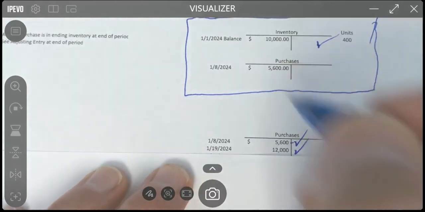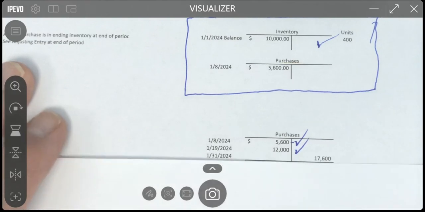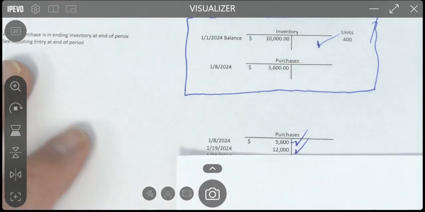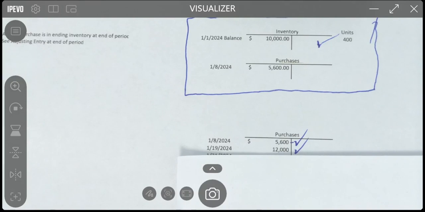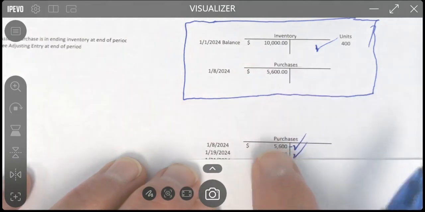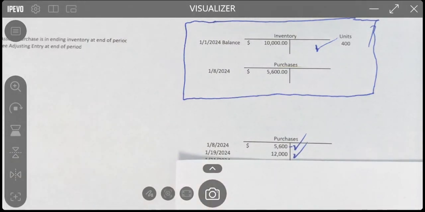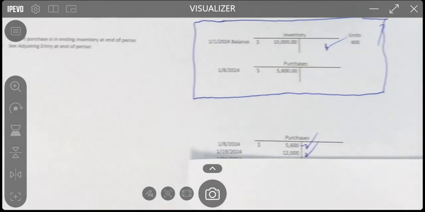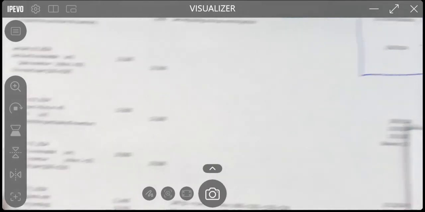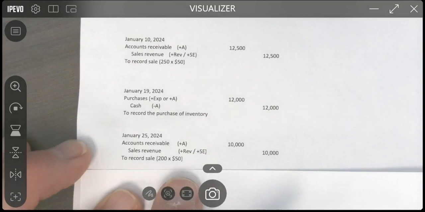So once again, the cost of goods available for sale is 27,600, just like it was. That 10,000, this 5,600, and this 12,000, and then we will see at the end how that splits between the cost of the balls that were sold and the cost in ending inventory under the three cost flow assumptions. There is the January 25 sale.